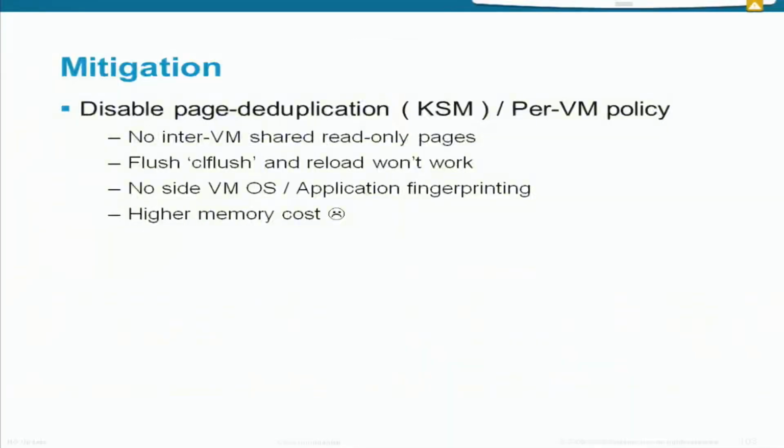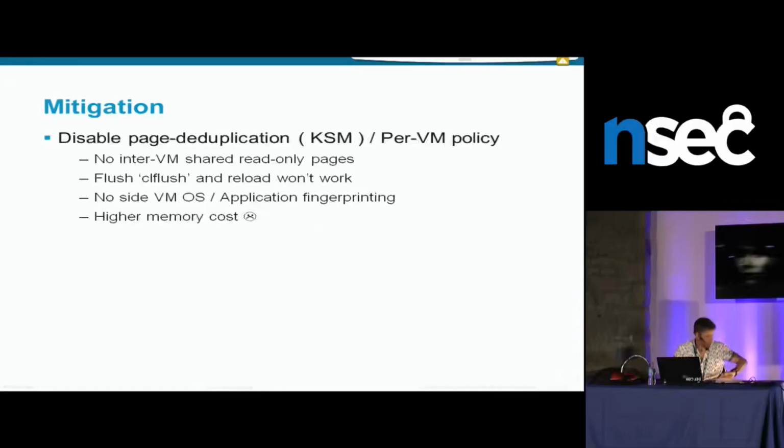Okay, so now the question is, what can we do to avoid that type of stuff? So first thing, disable your KSM. Actually, newer implementations of the kernel don't do page dedup across VMs, so that's fine, per-VM policy essentially. So you get rid of the inter-VM shared page, good stuff. So your flush and reload won't work, not for free at least. And then you won't be able to do OS and applications fingerprinting, but you will suffer higher memory costs for that.